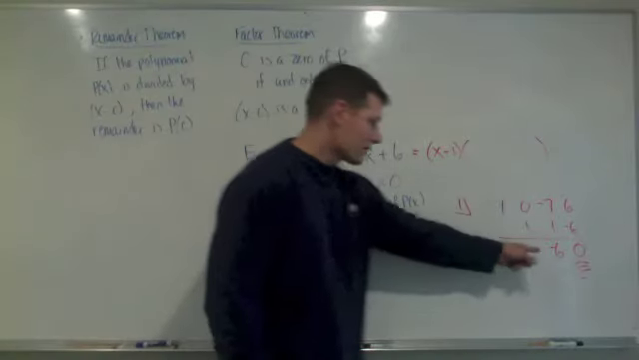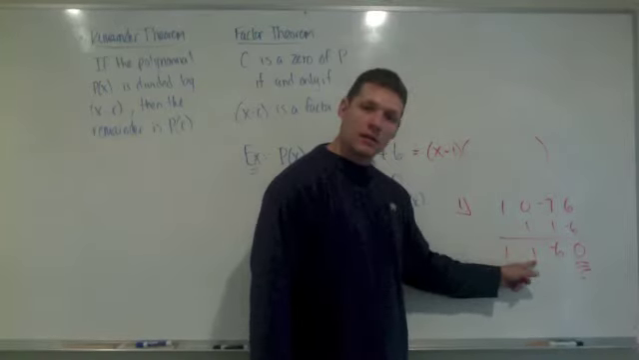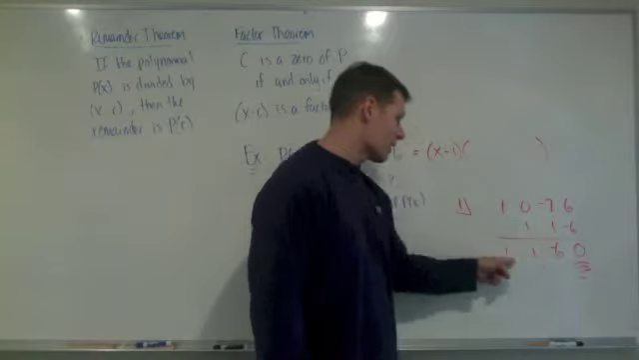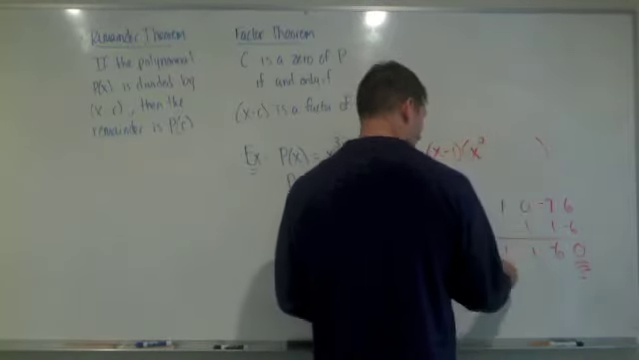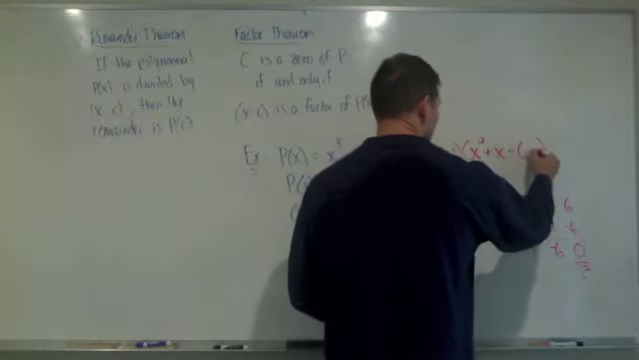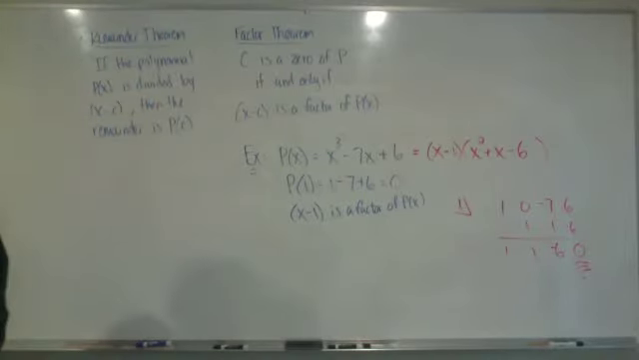And that says that this is my constant term. This is my remainder. The next one is my x term, and this is my x squared term. So here I'll have x squared plus x minus 6.